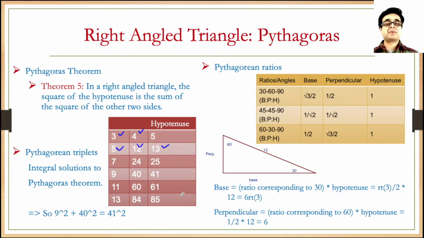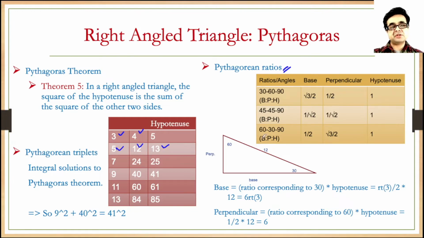However, while solving practice problems for GMAT, you might see some of the other ones as well. Pythagorean ratios are for right triangles that have certain angle measures like 30, 60, 90, or 60, 30, 90, or 45, 45, 90, and a ratio or relationship between base, perpendicular, and hypotenuse.